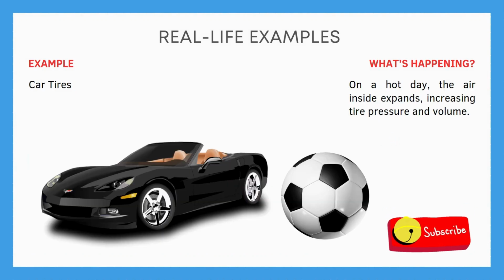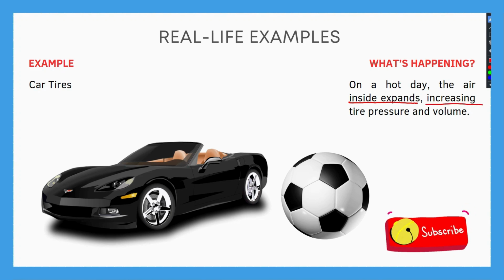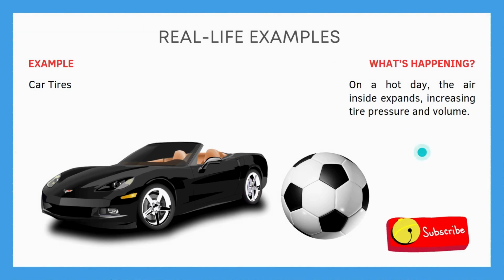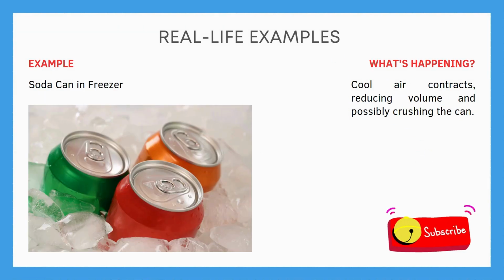The next example of the application of Charles' law is your car tires. On a hot day, when your car is parked, let's say in the sun, the air inside your car tire tube begins to expand, which increases the tire pressure and the volume that it occupies. The same thing also happens to balls that you keep in the sun. After a while, it looks as if the ball has increased in size because of the increase in temperature.